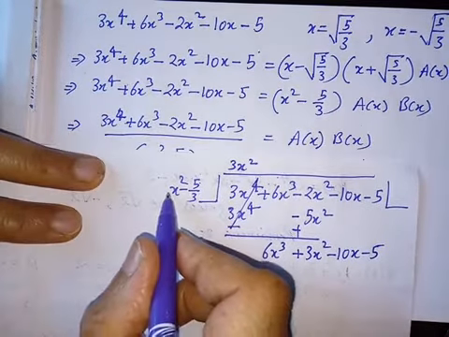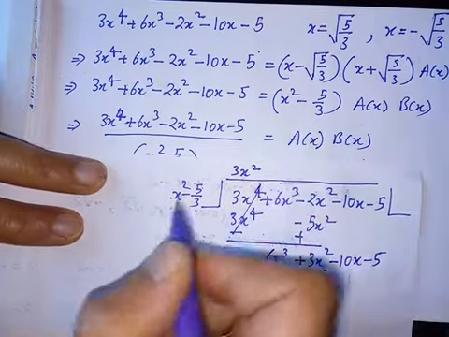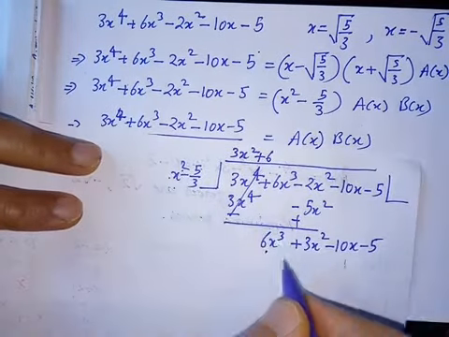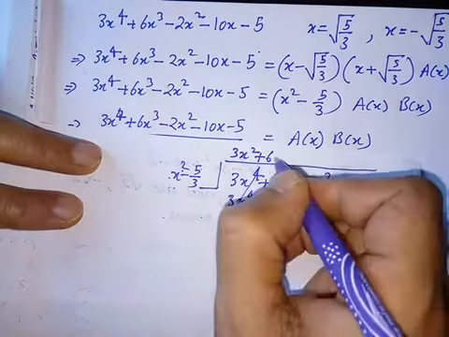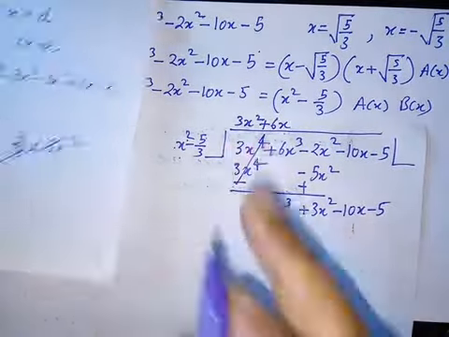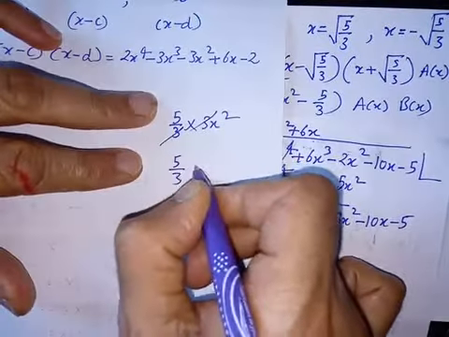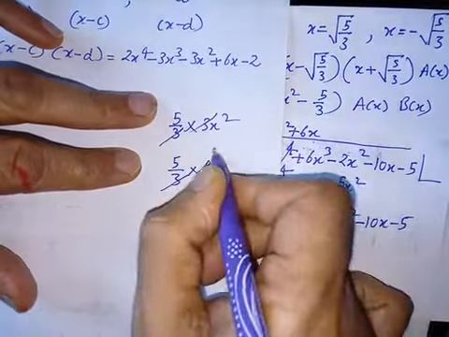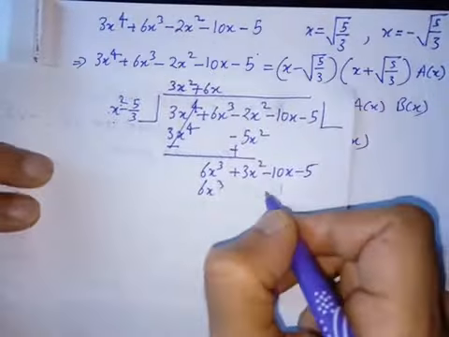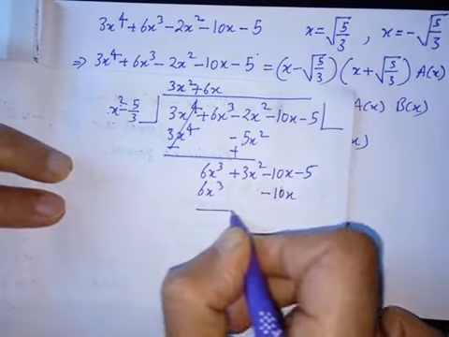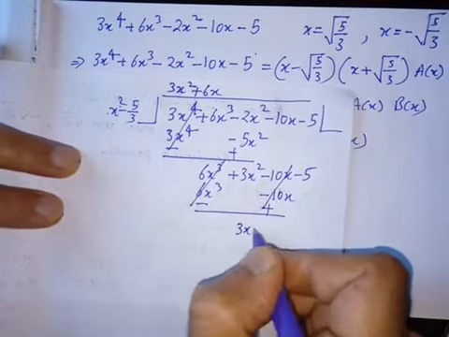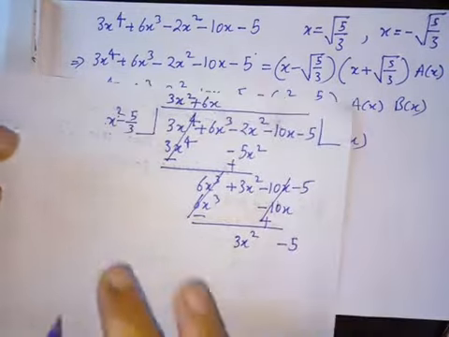Now the highest degree coefficients are 1 and 6, so multiply by 6, both are positive, so plus 6. So highest degree x to the power 3 minus 2, so x, so 6x cube. Now again on multiplying 5 by 3 by 6x, we get 10x. So it will give negative of 10x. So we are left with 3x square minus 5.